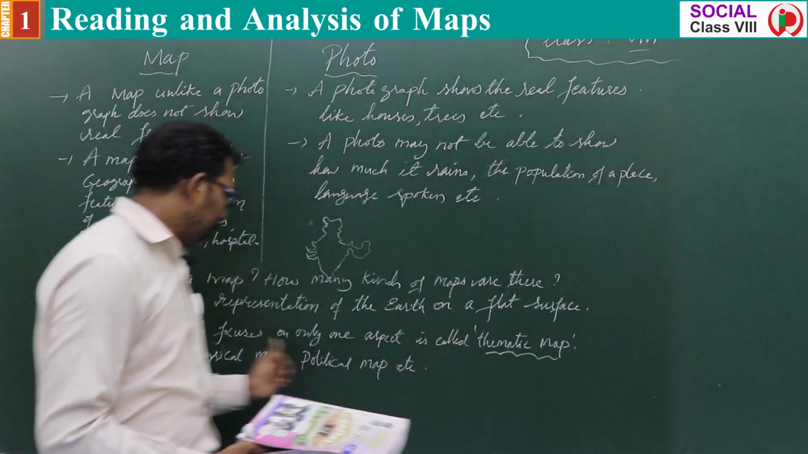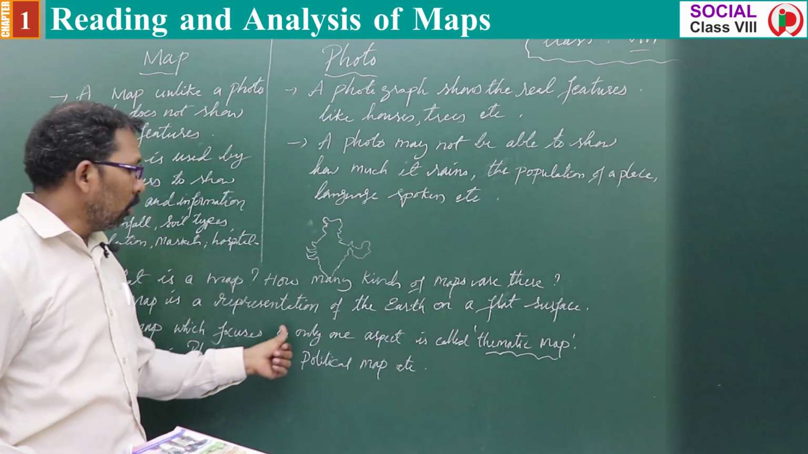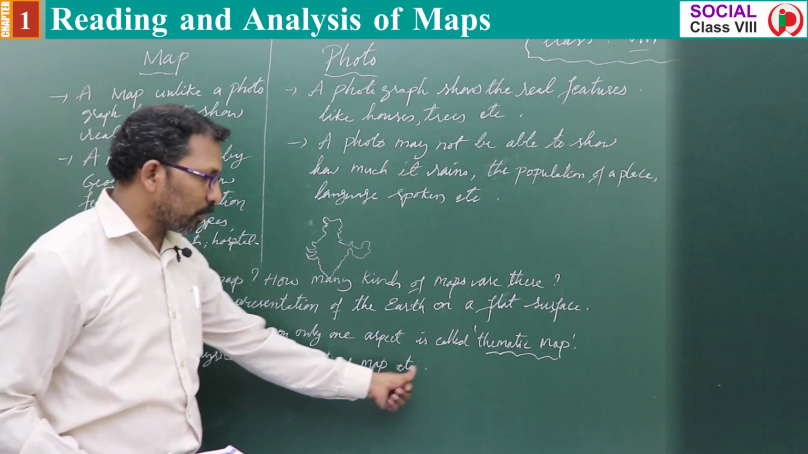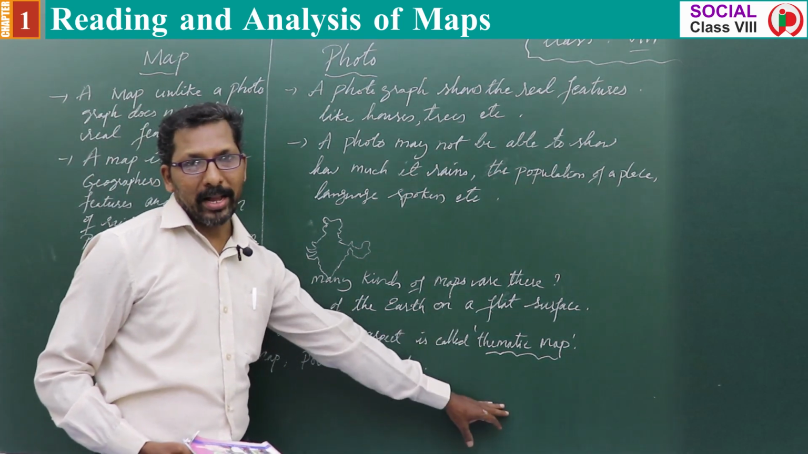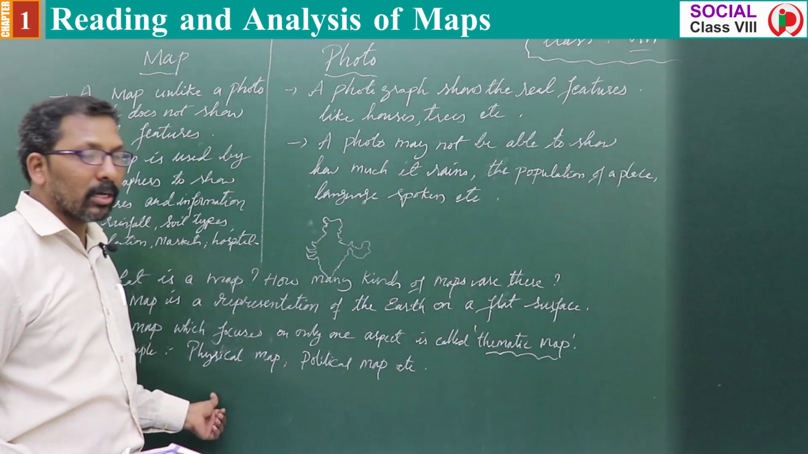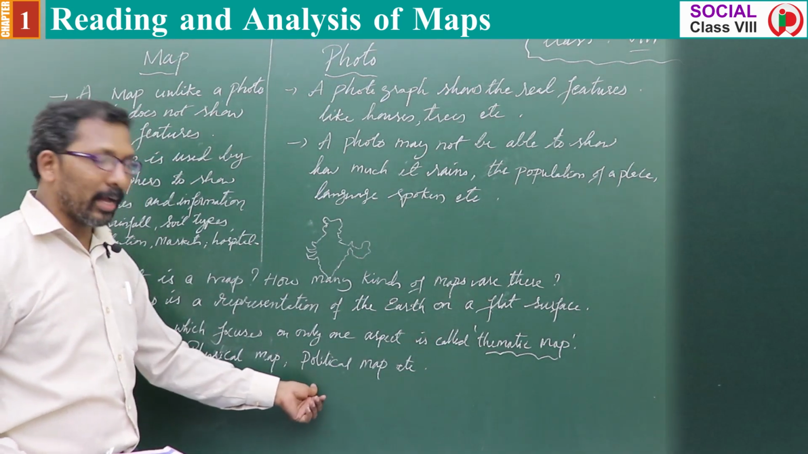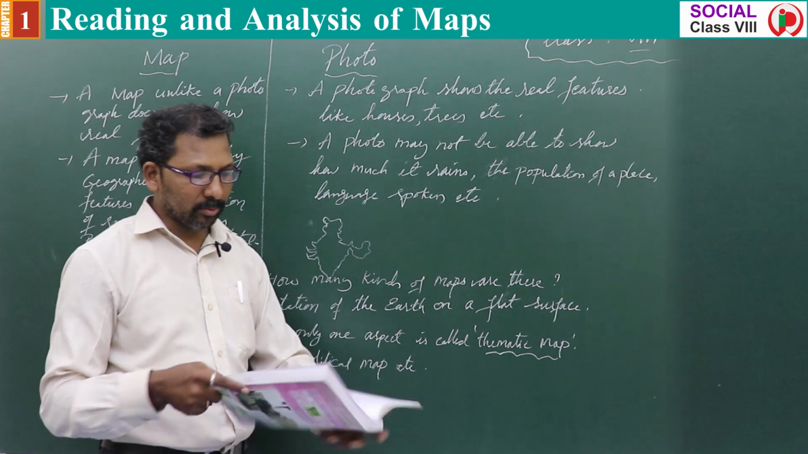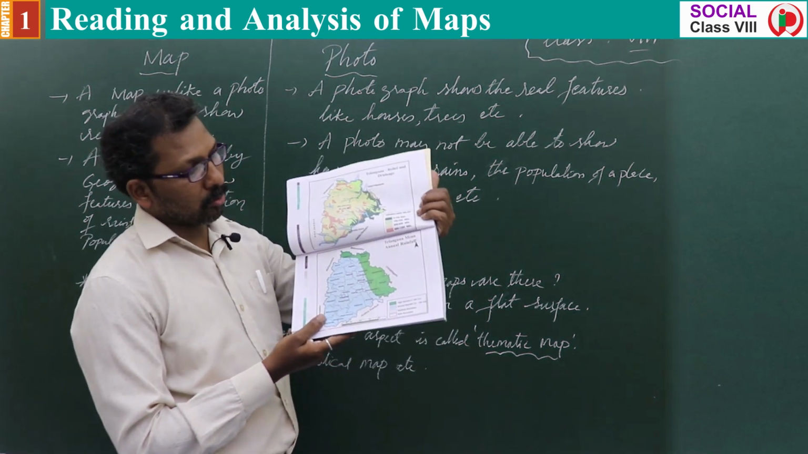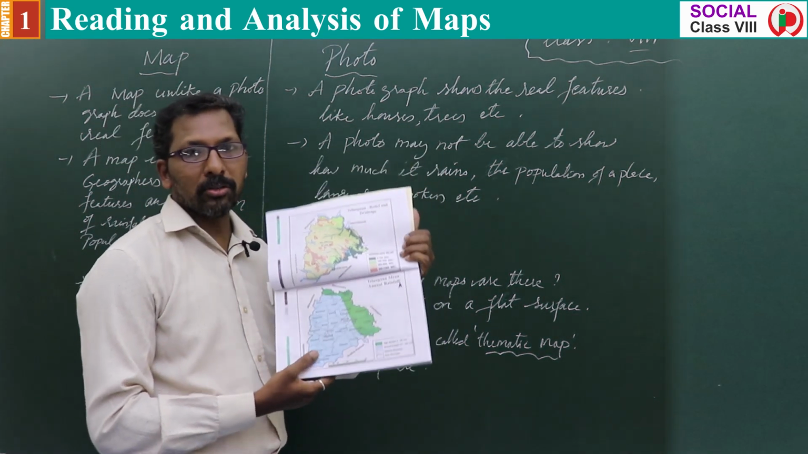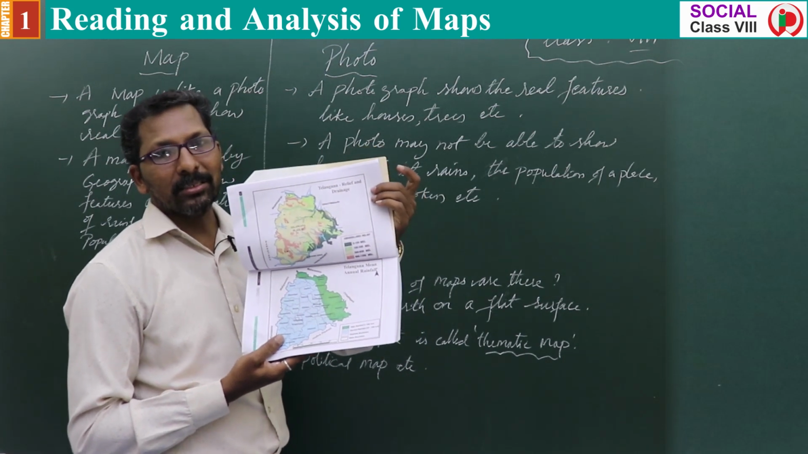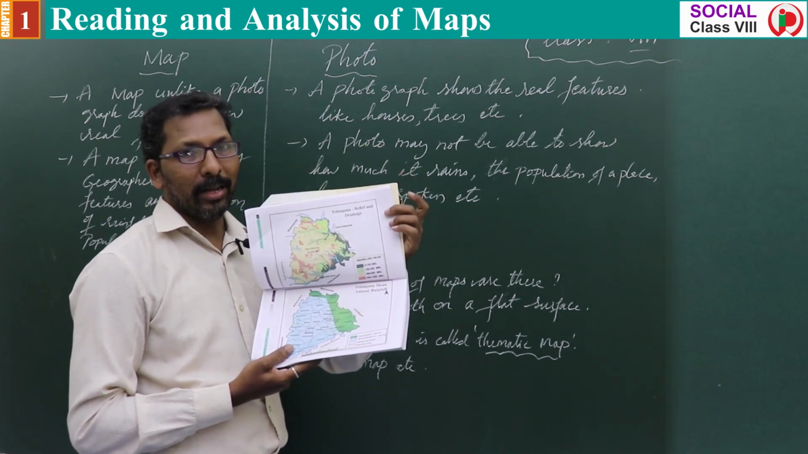So a map which focuses only on one aspect is called a thematic map. Examples of these thematic maps are the physical map, the political map, or any other maps you can see here. Drainage maps are also there, right? Rainfall maps are also there. So these also can be considered thematic maps.